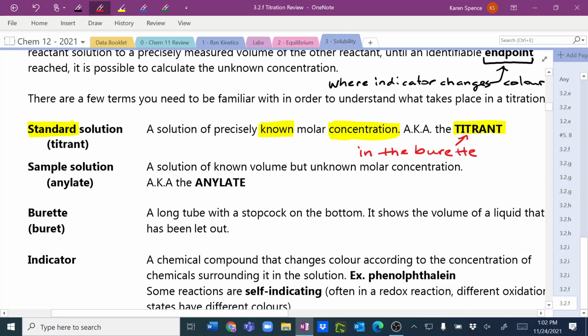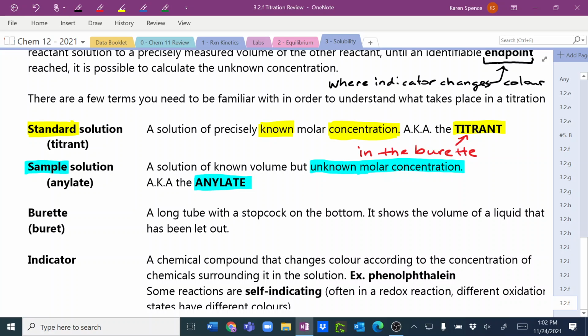There is also the other solution called the sample, and it has a known volume, but it has an unknown molar concentration. That's the one we're trying to find the concentration of, and it is also known as the analyte. But I don't think you're going to hear that word that often, okay? Even titrant, in grade 12, you won't hear it that often, but if you do go to do a lab course at university, we will hear these words more often.